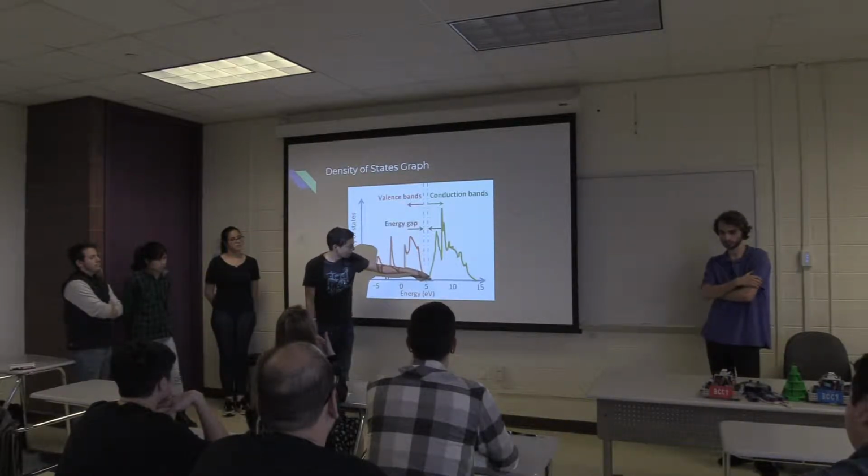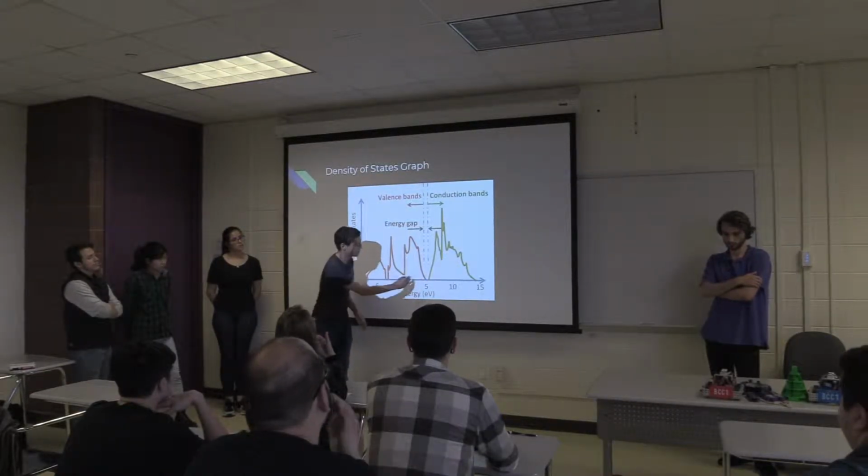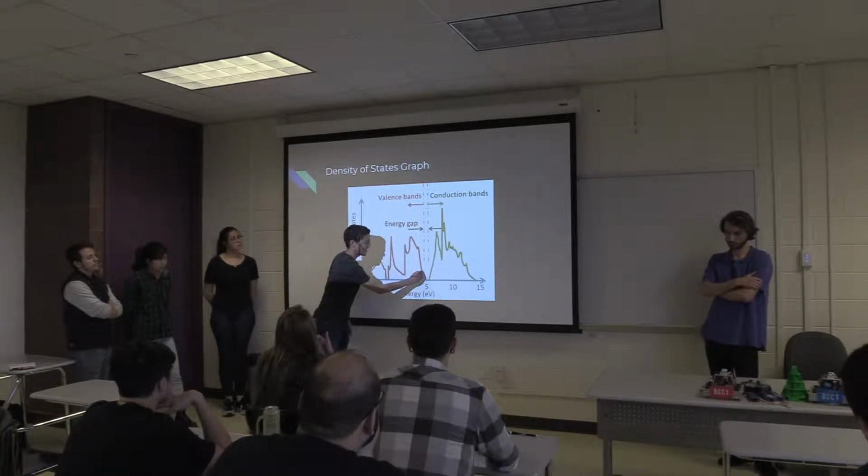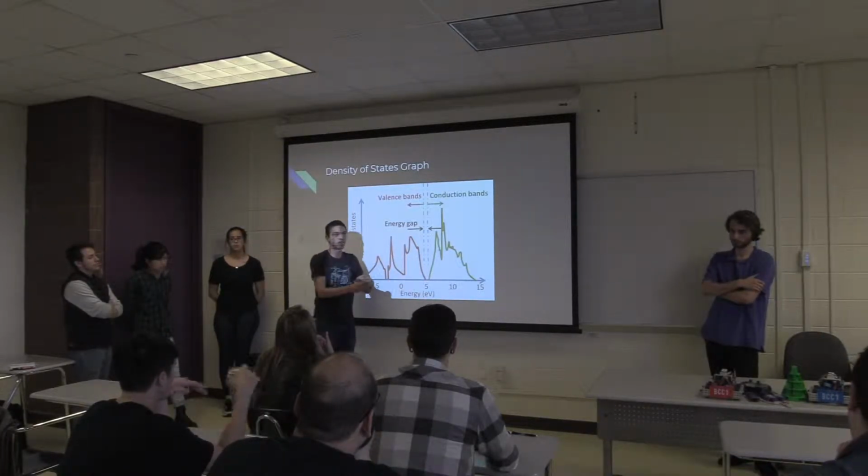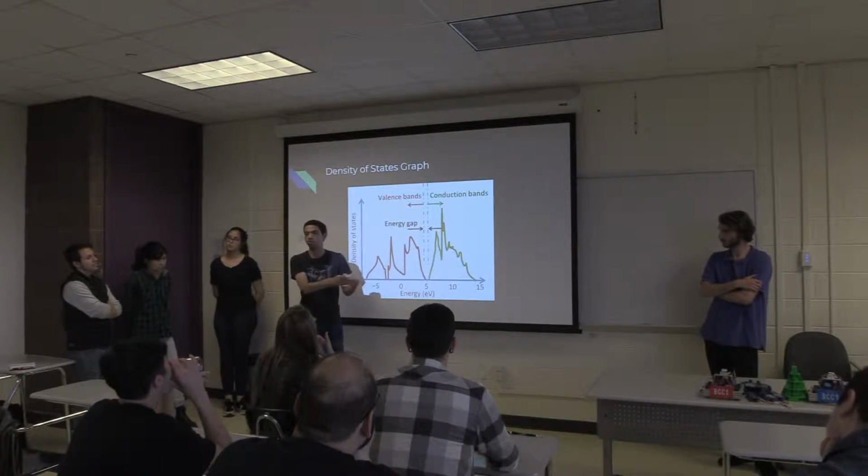So if the gap is not that big, like in here, you see that this is an insulator. That means that we can put a little bit of energy so that it passes through and it's not 0. So we can control the conductivity and make it 0 and not 0.